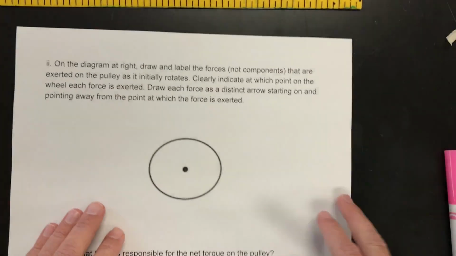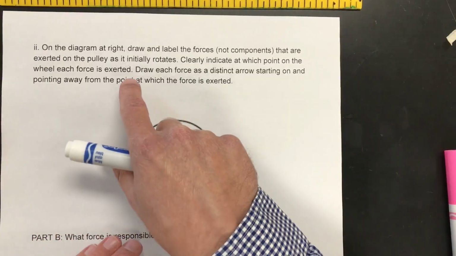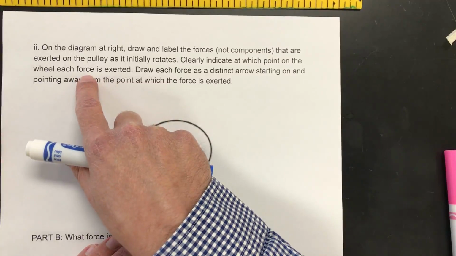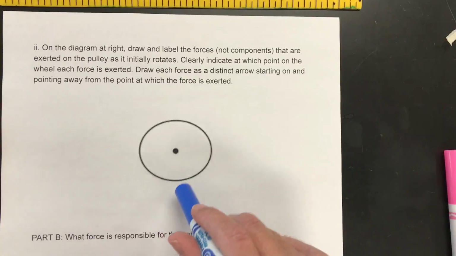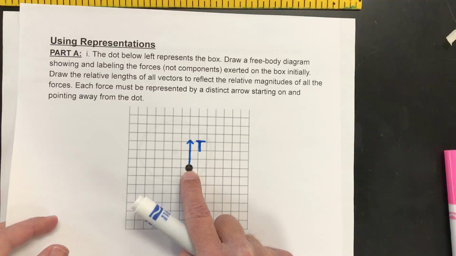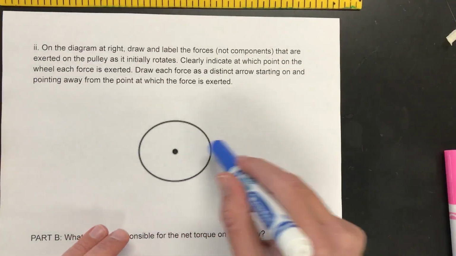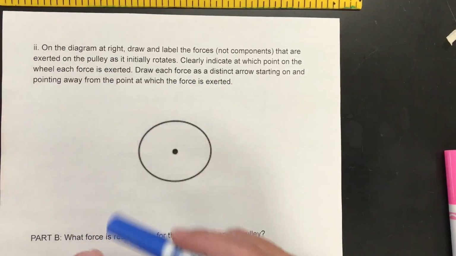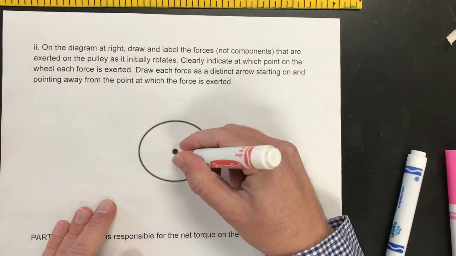Let's now switch to the pulley. It says on the diagram at right, draw and label forces, not components, that are exerted on the pulley as it initially rotates. Clearly indicate at which point on the wheel each force is exerted. This is different than a free body diagram, because when we do torques, we need to be concerned with where it is. On a free body diagram, we just imagine the whole object as a little dot. But when we think about things rotating, we need to know where the forces are acting. Draw each force as a distinct arrow starting on and pointing away from the point at which the force is exerted. So the pulley also has a force of gravity on it.